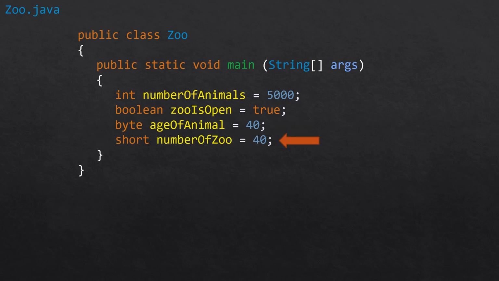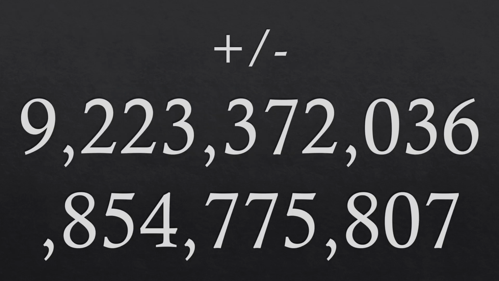A short data type is smaller than an integer. If you want to work with big numbers and want to save memory, then use this. If an integer is not enough, you can use the long data type. Why? Because its maximum value is 9, you get the idea.